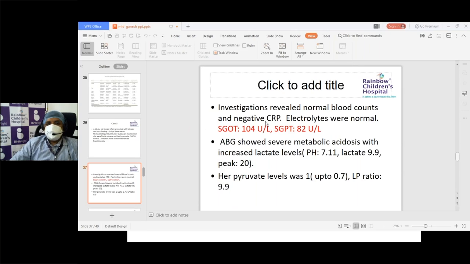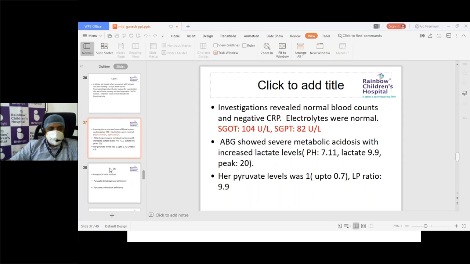So the investigations reveal normal blood counts. Basically, sepsis has been ruled out, negative CRP, electrolytes were normal, and there were elevated serum transaminases. So here there is a probable metabolic disorder which presents with an organomegaly with elevated serum transaminases. Here the presentation is not in the form of an acute liver failure or a chronic liver disease or a cirrhosis. And ABG showed metabolic acidosis with increased lactate levels. The lactate level is 9.9 and normal lactate pyruvate ratio.